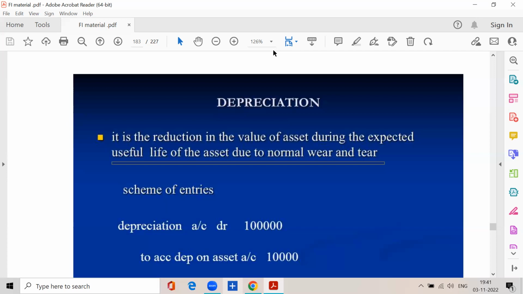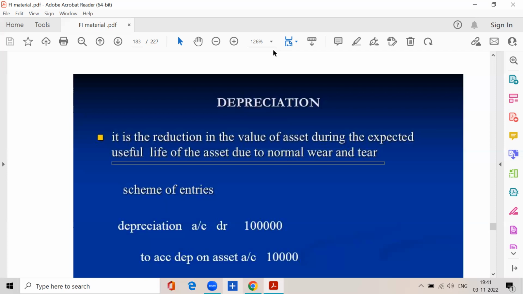years into the future. For example, you purchase one plant and machinery today. Using that plant and machinery for the next 10 years, you'll be able to produce the goods, sell them, and get the revenue. So the benefit you are getting from this plant and machinery acquisition value is spreading into 10 years. This is called capital expenditure. That is nothing but your fixed asset.